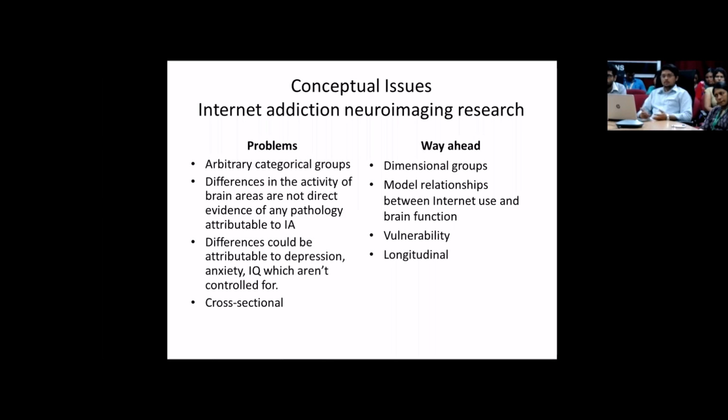These differences could also be attributed to depression, anxiety, or intellectual quotient, which are not controlled for in many of these studies. And most of these studies are cross-sectional in nature, and we do not know what happens to the functioning over a period of time. So the way ahead would be to use dimensional groups, model the relationship between internet use and the brain function, and also to look at vulnerability and longitudinal study.